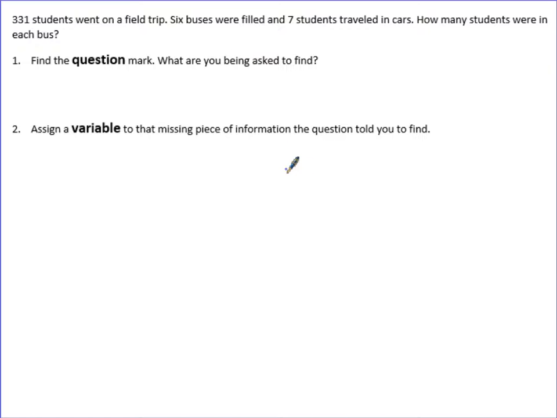Whenever you have a word problem, the first thing you need to identify is what you are being asked to find. Usually it's right by the question mark. So find the question mark. What do they want you to figure out? How many students were in each bus? So how many students in a bus? That's what they want you to figure out. That is an unknown. We don't know.